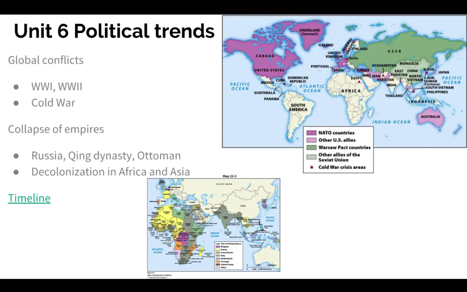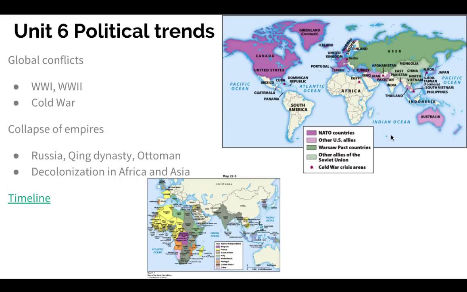So we have major political global conflicts, of course, World War I, World War II, and the Cold War. Remember for the Cold War, this map here is showing what those purple would be the U.S. side and green would be the Soviet Union side. The Cold War was cold, and there was no direct confrontation between those two superpowers because of the threat of nuclear weapons. Also during this time period, we have the collapse of major empires.